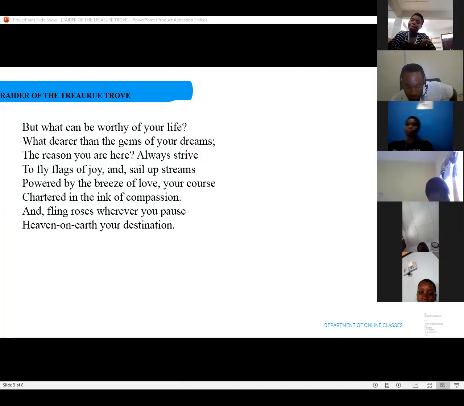Now, then again, with a metaphor, ink of compassion. Ink of compassion. Now, here, the speaker suggests that man's action on earth should be motivated by compassion for others. Your action on this earth should be motivated by compassion for others. Now, like we said earlier in the subject matter, if you don't have compassion for others, you are as good as dead, because every human being must have compassion for others. You must have compassion for people who are suffering. You must have compassion for people who are in need.